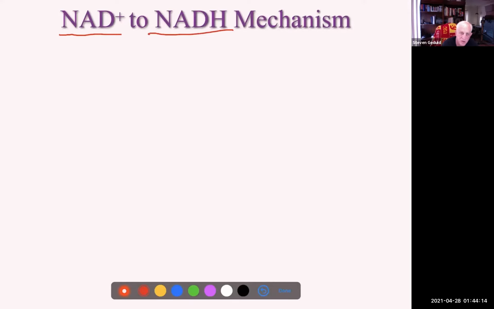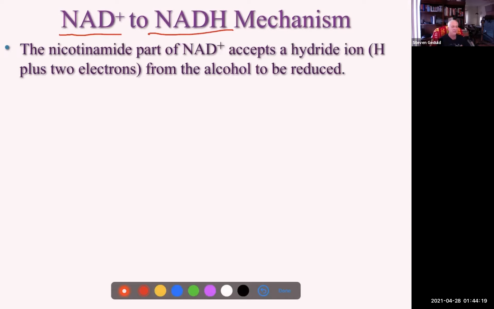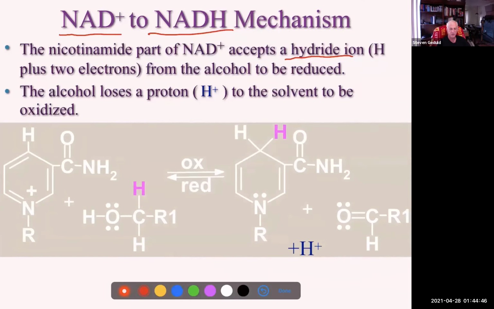You're reducing it. You're adding hydrogen to NAD. So the nicotinamide part of NAD plus accepts a hydride ion. Remember, hydride is H minus, so H plus 2 electrons gives you that negative charge. And it accepts it from an alcohol to be reduced. The alcohol loses a proton to the solvent to be oxidized. Remember, if something's being reduced, something else has to be oxidized. If something is being oxidized, something else has to be reduced. They have to occur together. You can't just pull electrons out of the air. They've got to come from somewhere.